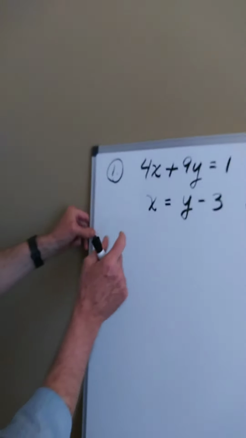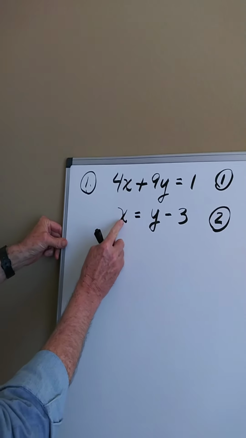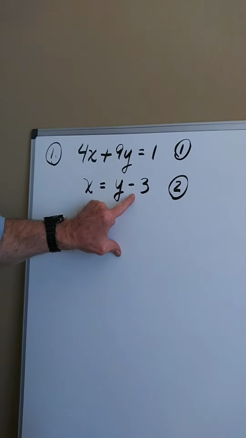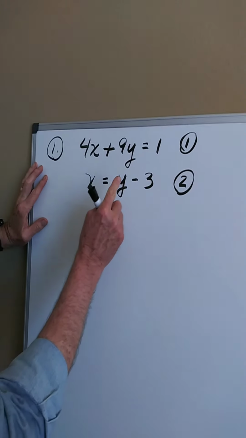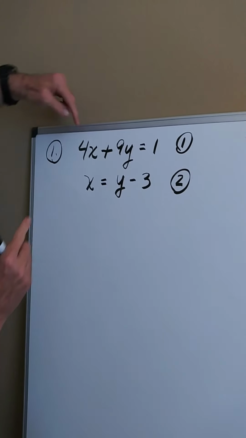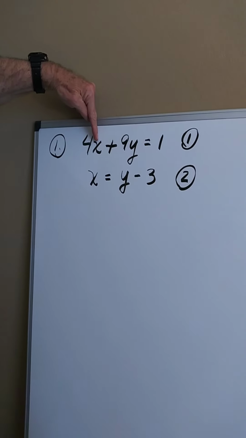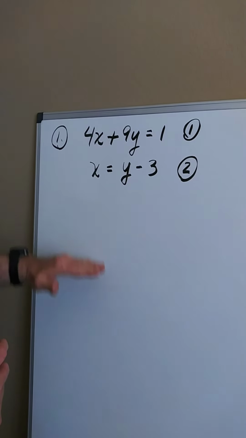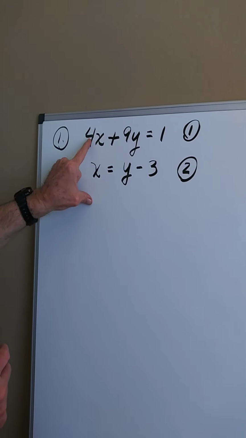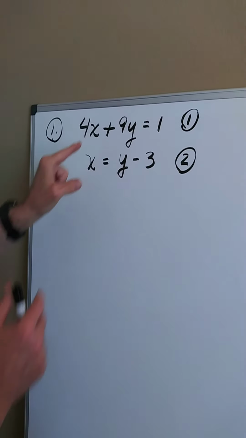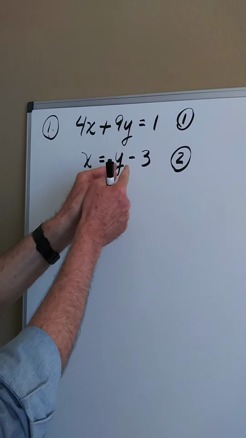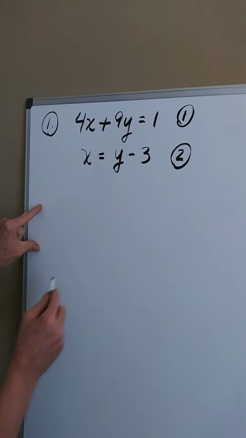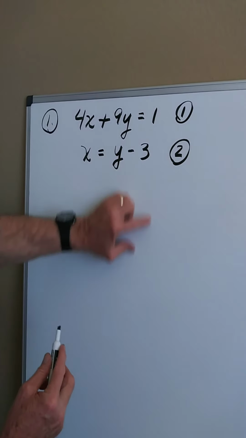Problem number 1. The variable x is already alone. We've already mentioned that x is equal to this binomial of y minus 3. We're going to take this y minus 3, and we're going to substitute it in place of x in this top equation. Now here's what I would ask you to do when you're doing this. Take this equation right here that is going to receive this y minus 3 and bring it down a ways. Give yourself some room right here.